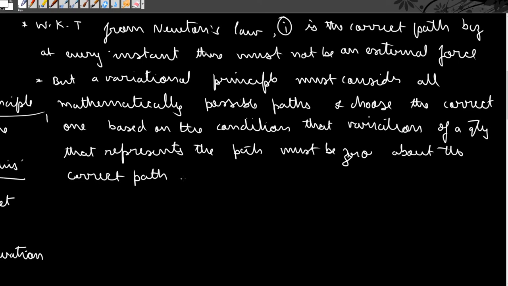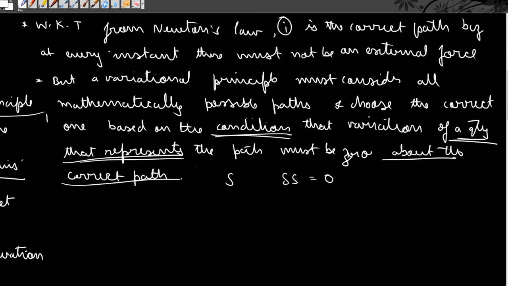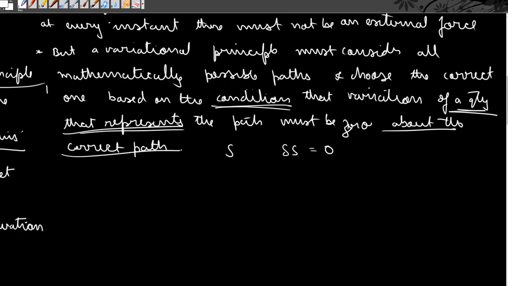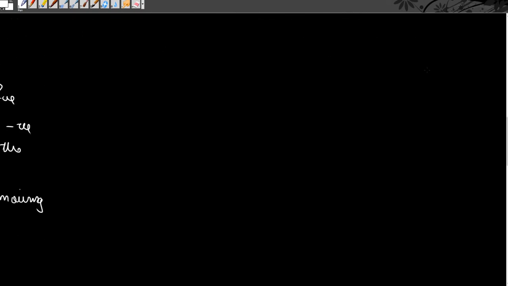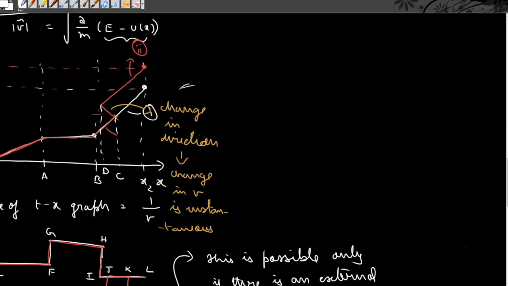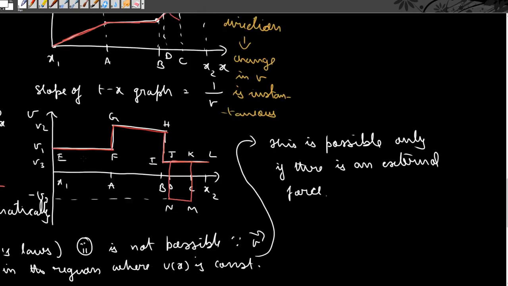For example, if you consider Hamilton's principle, the quantity that represents the path is our action. And the condition is that the variation in the action must be zero about the correct path. This is how a variational principle must be formulated. So to do that, here we can consider the area under the Vx graph. So we are going to consider the area under this graph.